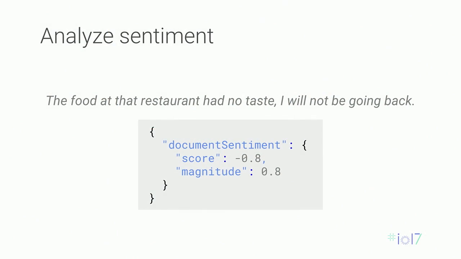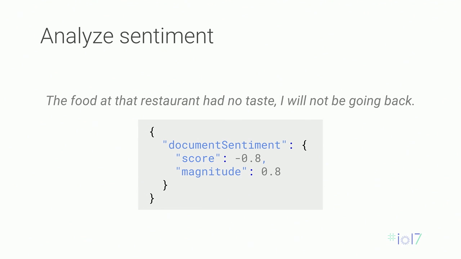The next thing that the API lets you do is analyze the sentiment of your text. So if we had this restaurant review, the food at that restaurant had no taste, I will not be going back. If I worked at this restaurant, I'd probably want to flag this review and potentially follow up with this customer to see why they didn't like it. But it's likely that I would have lots and lots of reviews, and I probably wouldn't want to read each one manually.